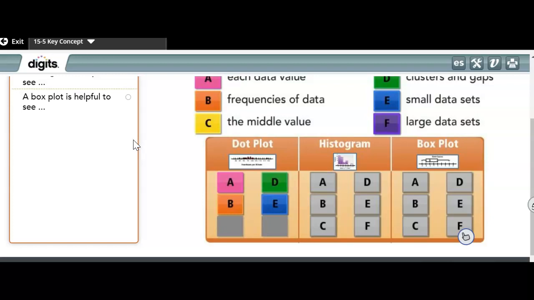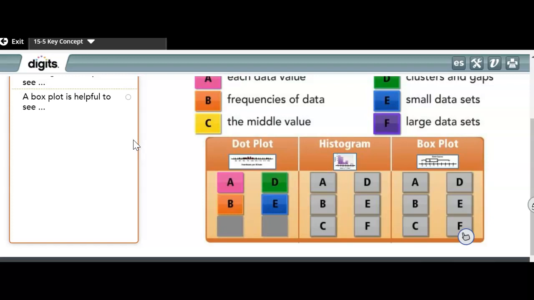Good. The number of dots you have on a number is the frequency, how many times it shows up. So dot plots definitely show you the frequency of data. The other one, you want to take off. All right, what would you like to add? Which one do you think we could add to dot plots?